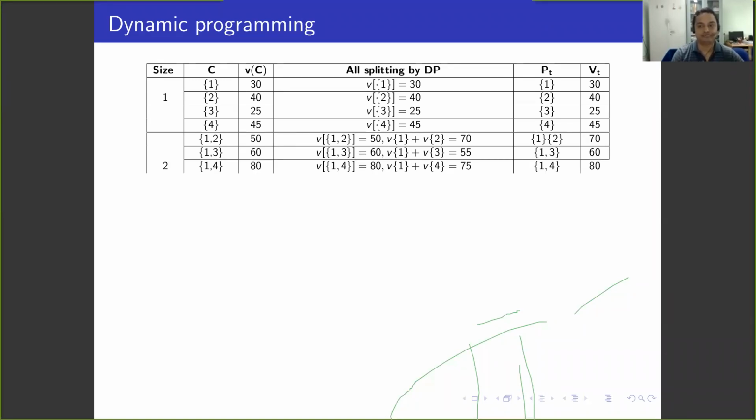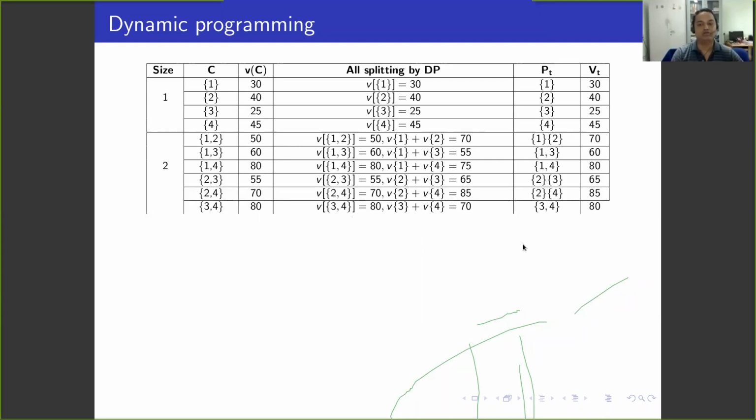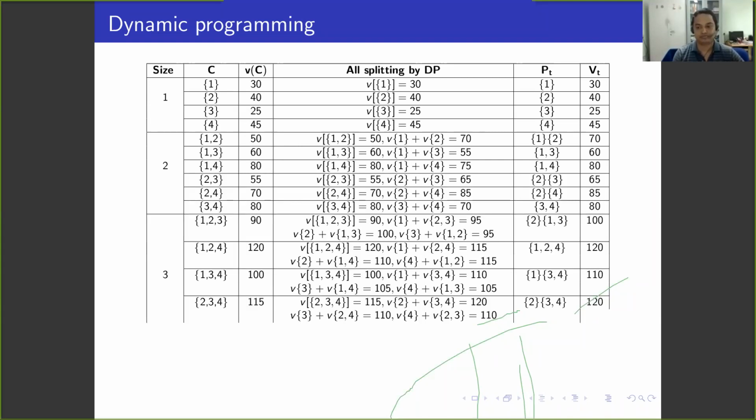1 and 4, similarly, it is given as 80. So if they work together, the value is 80. If they work separately, V1 and V4, 30 plus 45, 75. So what should they choose? To work together. So in this way, you can find out the size two coalitions. Next, we will be coming to the size three coalitions.